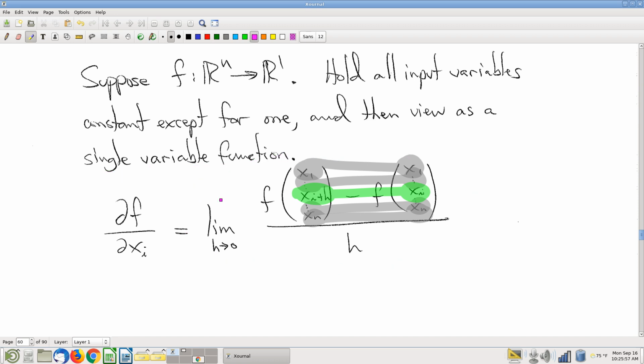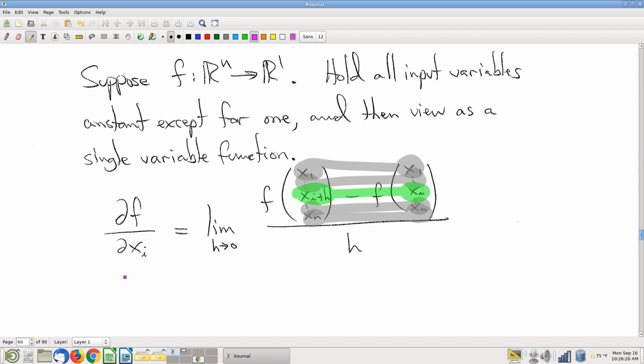So this is what we call a partial derivative. This is our definition of a partial derivative. You'll notice the notation is a little different. These little things here, they look kind of like D's. They're supposed to look kind of like D's because we're thinking df dxi, a la single variable calculus.